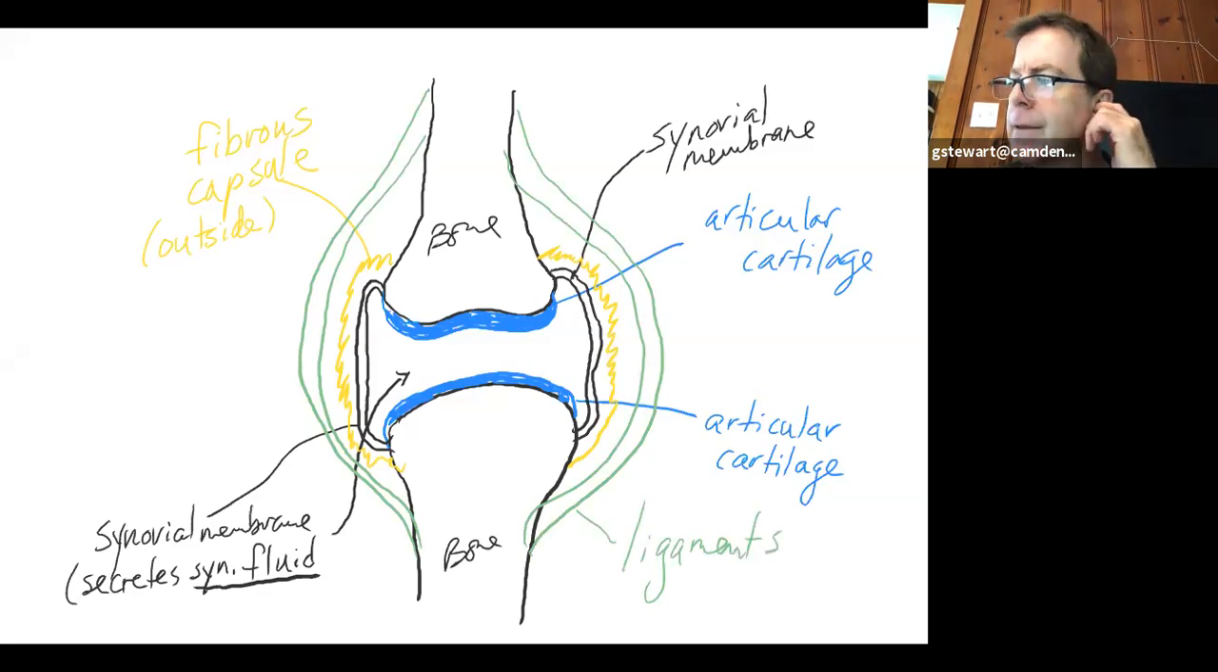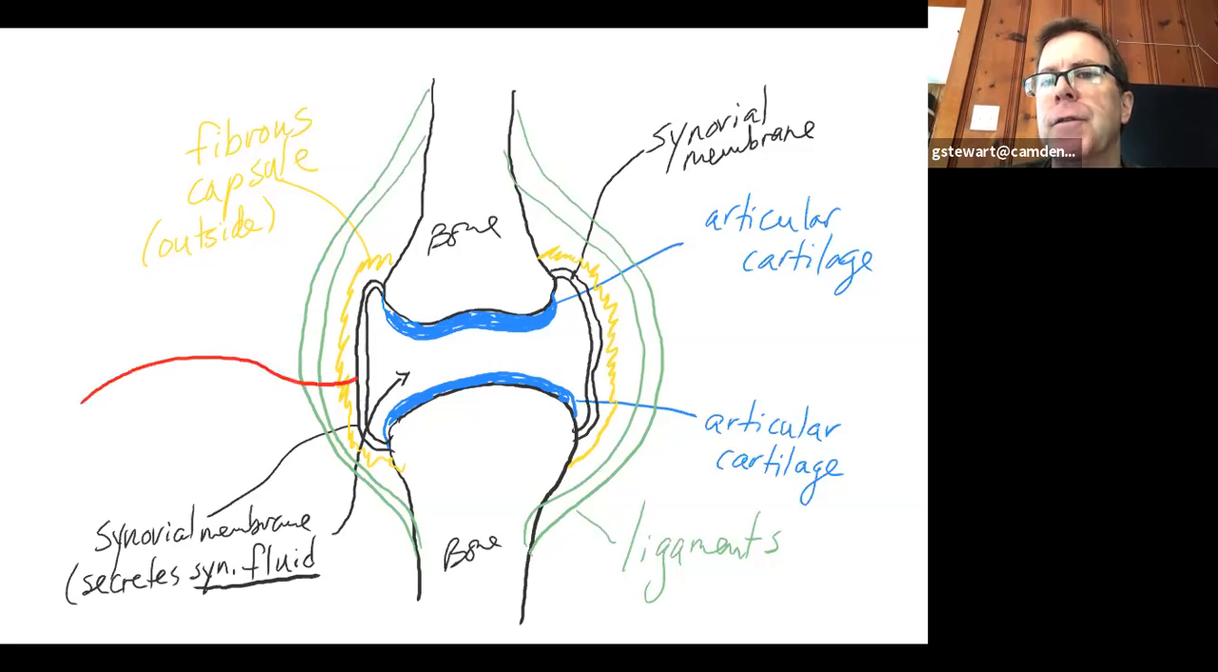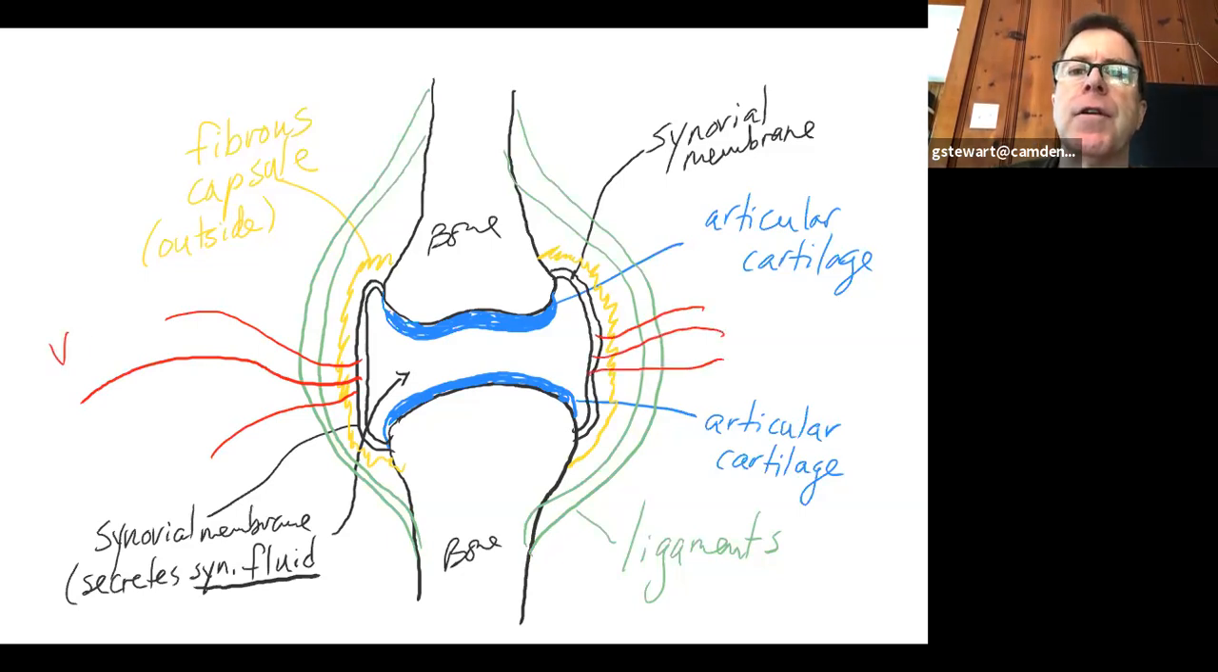And finally, the last thing that I'm going to draw is that there are nerves and vessels that penetrate all the way into the synovial membrane. So let's just draw some blood vessels, bringing nutrition to those actively secreting membranes. I'll just label this vessels and nerves.